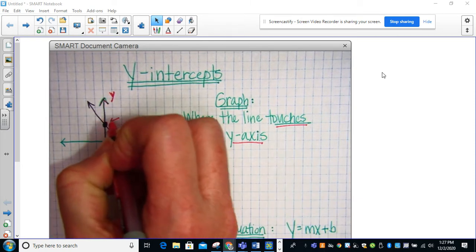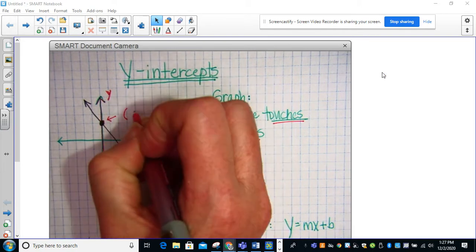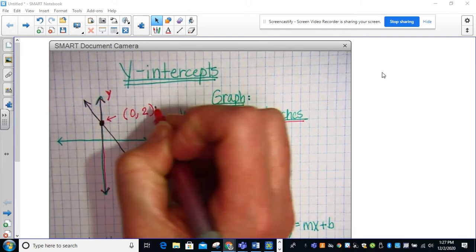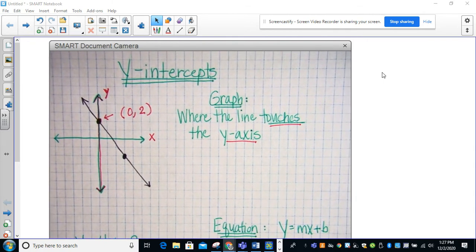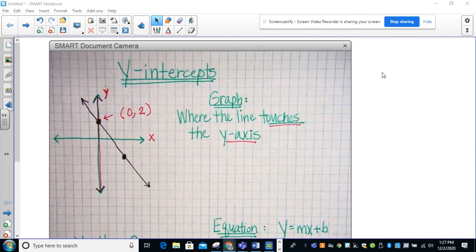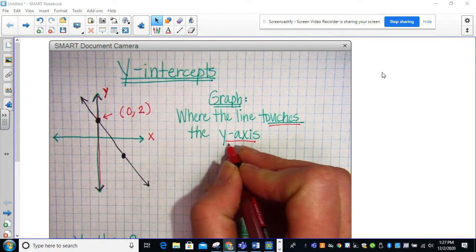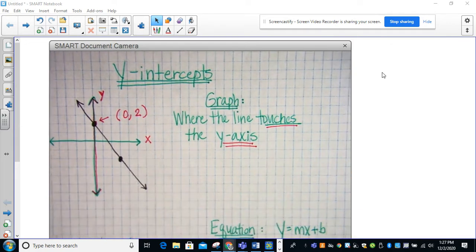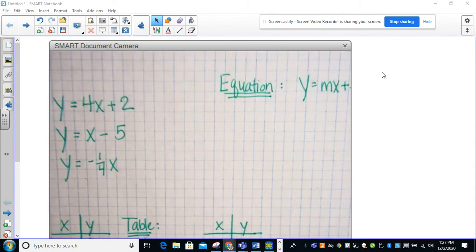Right there is where this line touches the y-axis, at 1, 2. So the coordinates for that point are actually 0, 2. Sometimes it will ask for just the whole number 2. Most of the time you need to realize that that coordinate is actually 0, 2, looking for where it touches the y-axis. Then we're looking at equations.